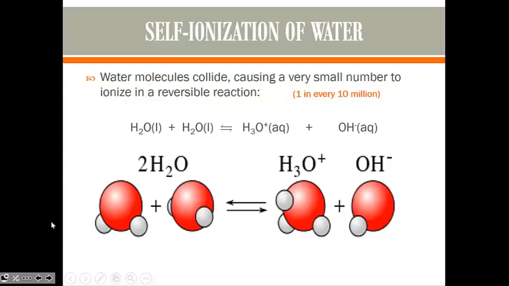Acid-base chemistry is known as wet chemistry because acid-base reactions occur in water. This is because water molecules every now and then will collide with one another, transferring a hydrogen ion from one water to another, producing a water with an extra hydrogen ion and a hydroxide ion. This happens very infrequently, as only 1 in every 10 million water molecules actually undergo this process at room temperature.